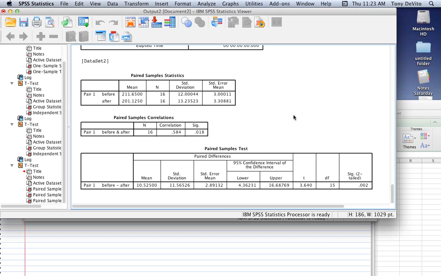Okay, so let's see which of those two mean. Our null hypothesis is that the average difference between before and after is equal to 0.